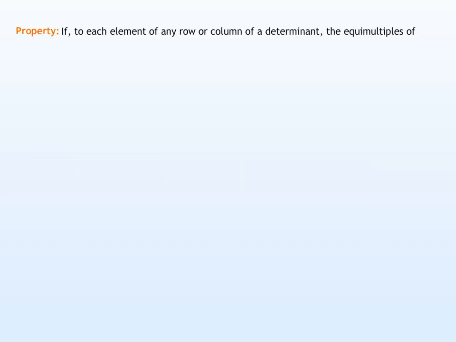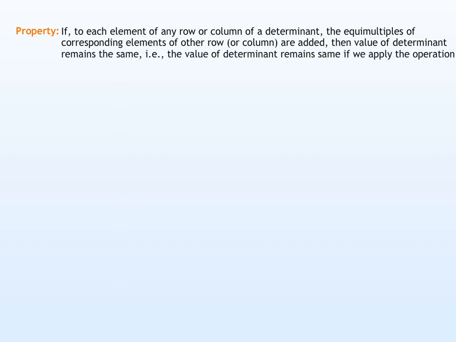Property 6. If, to each element of any row or column of a determinant, the equimultiples of corresponding elements of another row or column are added, then the value of the determinant remains the same. It means that the value of the determinant remains the same if we apply the operation Ri goes to Ri plus k Rj, or Ci goes to Ci plus k Cj.